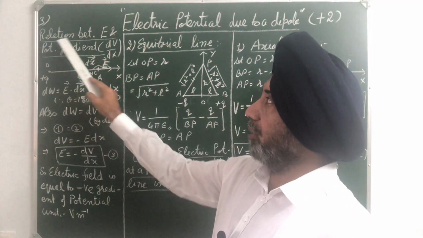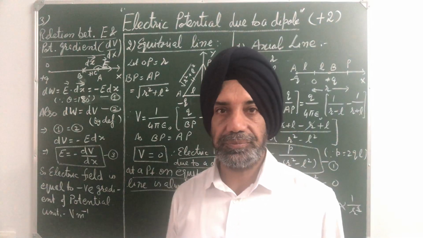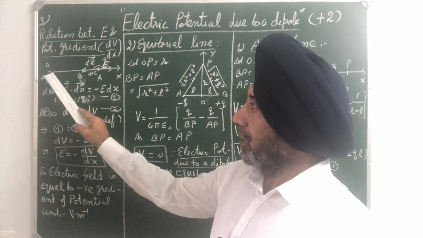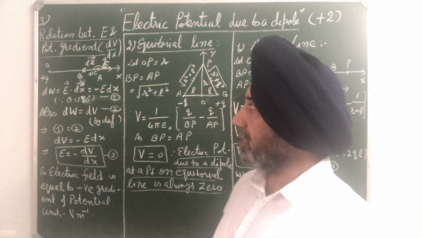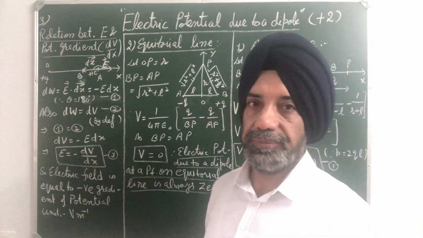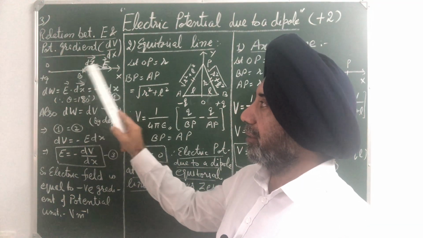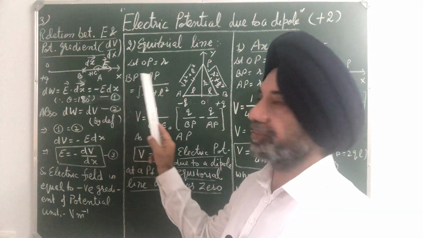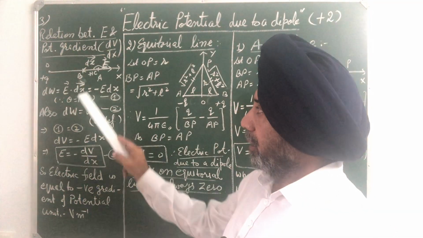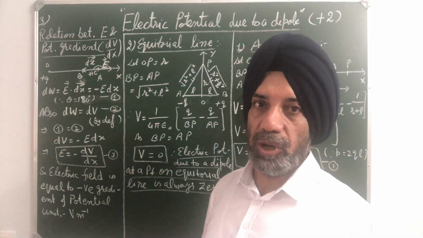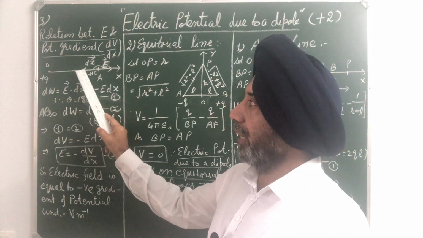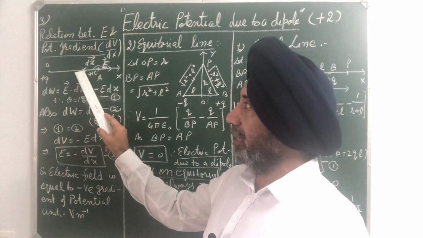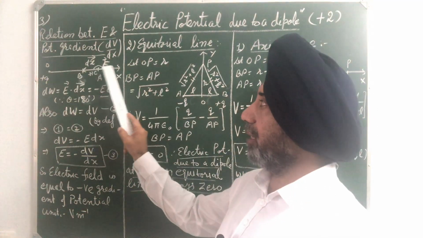Third, we have to derive the relation between electric field and potential gradient. Now suppose Q is a point charge lying at point O. Let OX be the x-axis. Let A and B be two points. Then the electric field at A due to the charge at O will be along AX, or along OX. Let a positive test charge of plus 1 coulomb be moved from A to B through a small displacement dx. Then the electric field vector and the displacement vector dx are opposite, that is, the angle between E vector and dx vector is 180 degrees.